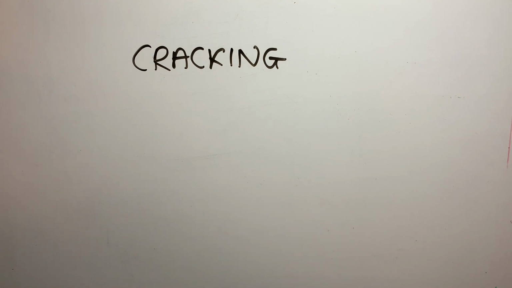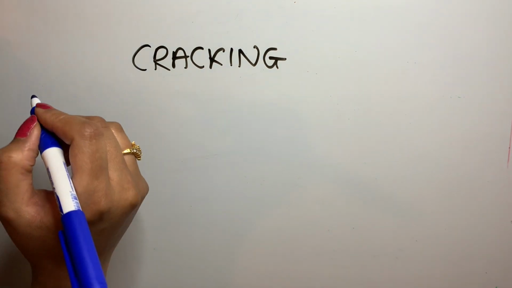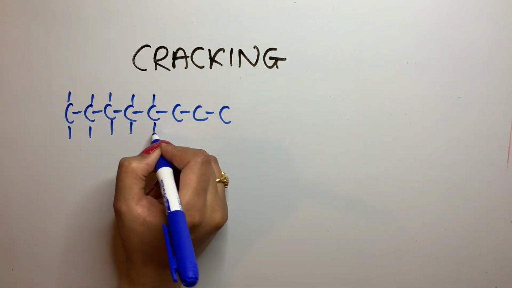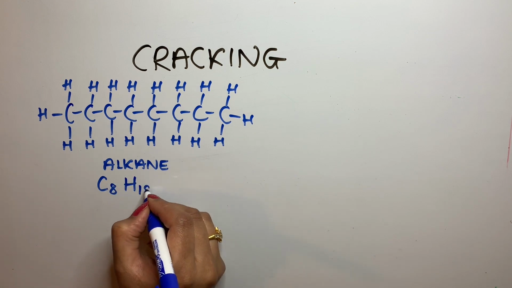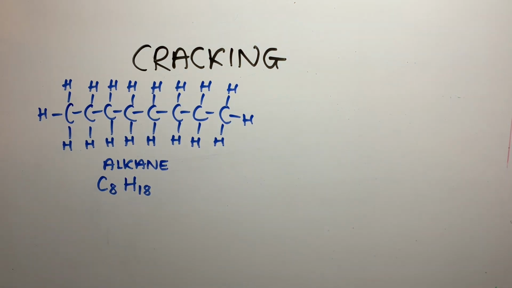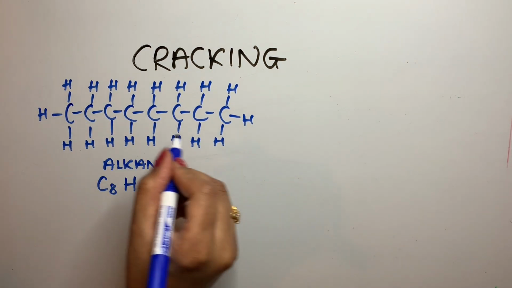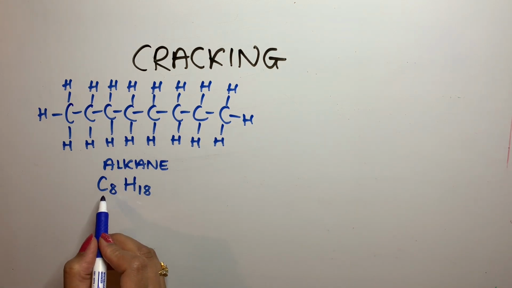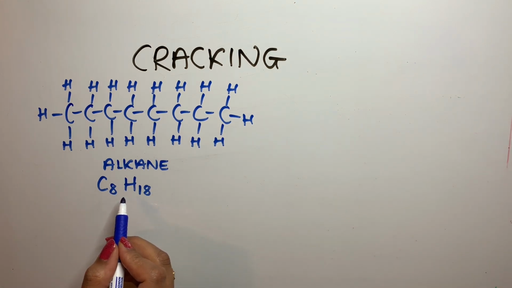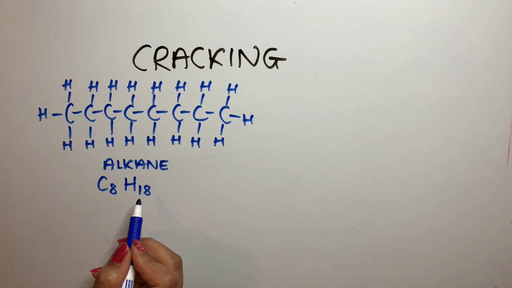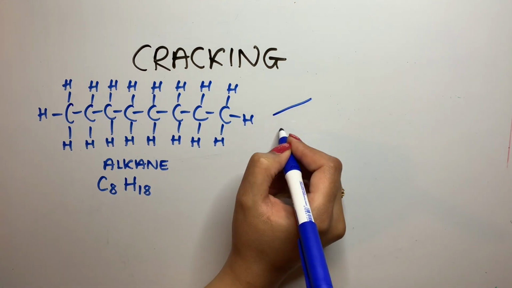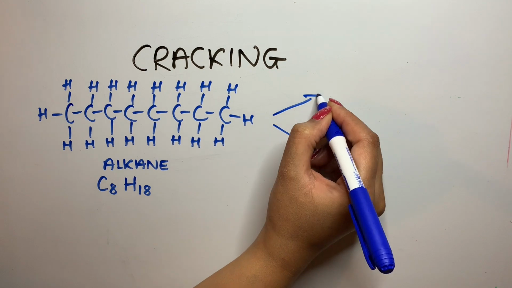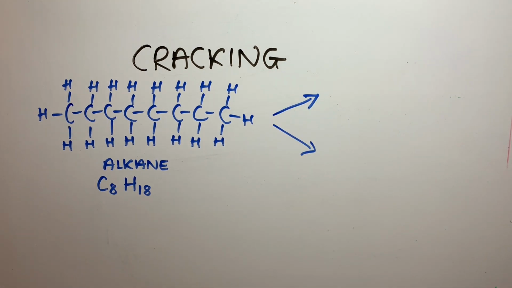So now let's consider the actual process of cracking. So we start off with our long chained hydrocarbon. So we've got C8H18. So it's 8 times 2, which is 16, plus 2, which is 18. We have our alkane to start with. This is then going to break into 2 smaller chained hydrocarbon molecules.